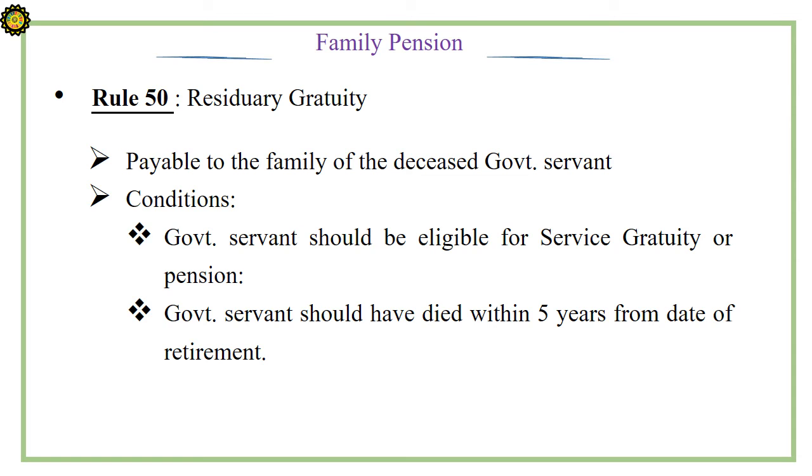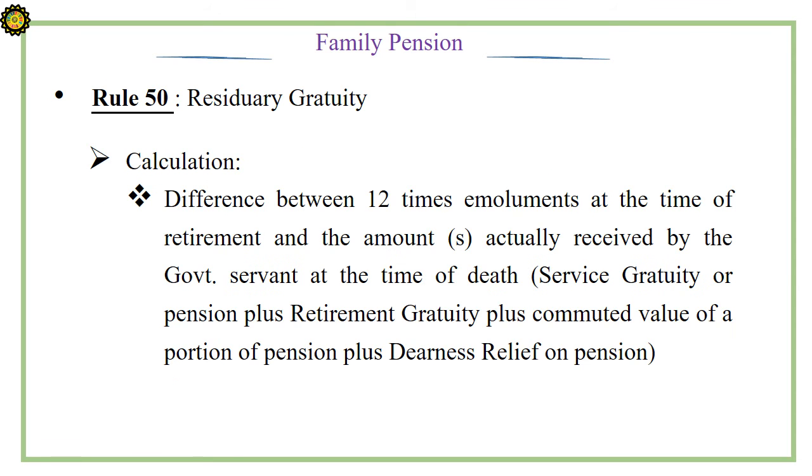Residuary gratuity. It is payable to the family of the deceased government servant. Conditions are: government servant should be eligible for service gratuity or pension. Government servant should have died within 5 years from the date of retirement. Calculation will be done as difference between 12 times of emoluments at the time of retirement and the amount actually received by the government servant at the time of death: service gratuity or pension plus retirement gratuity plus commuted value of a portion of a pension plus DA on pension.